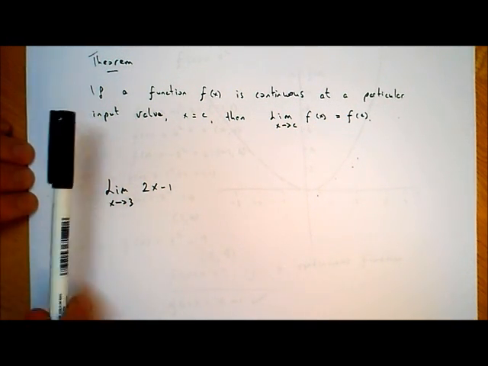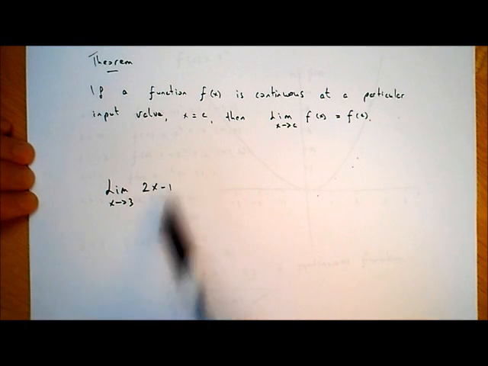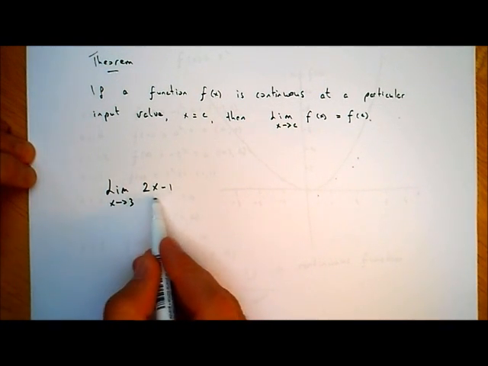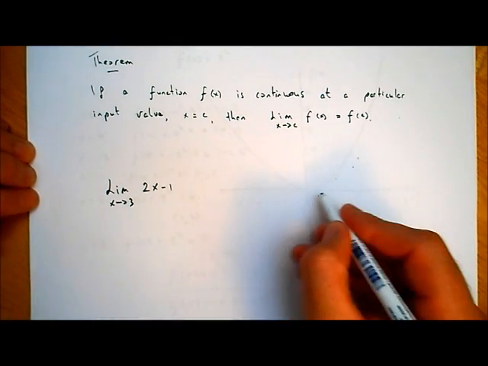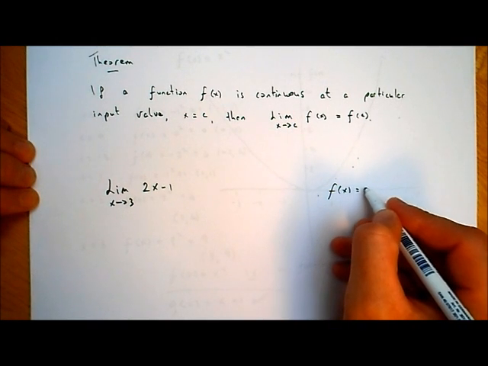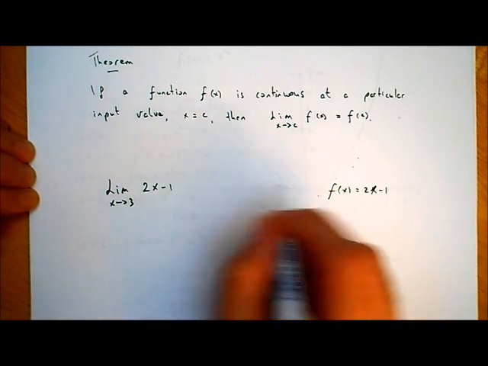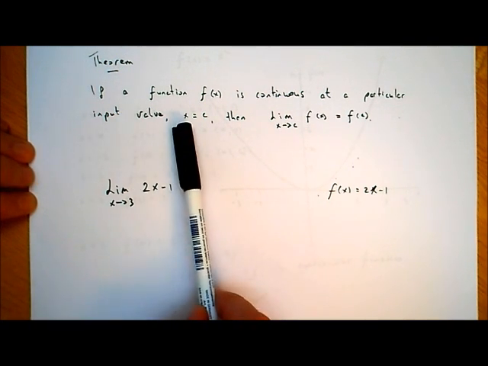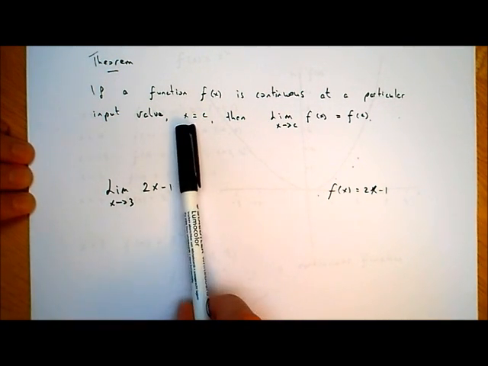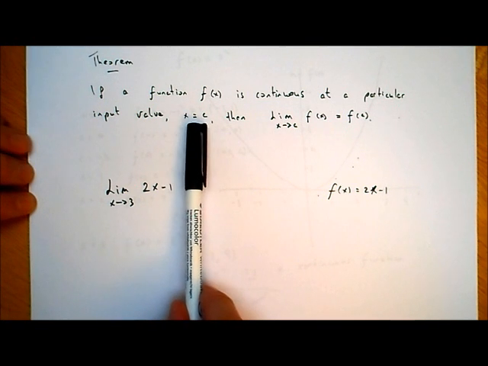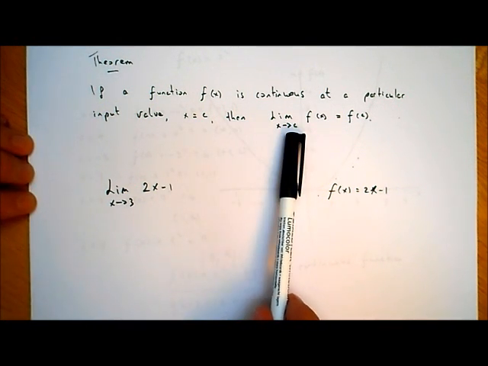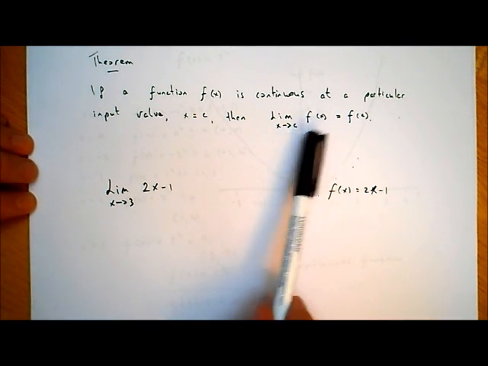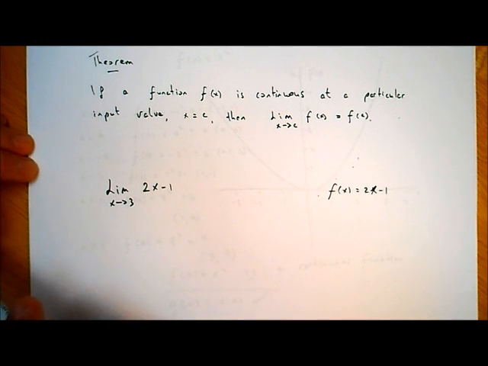So the theorem says, if a function f of x, which in this case is equal to 2x minus 1, is continuous at a particular input value, let's say x is equal to c, then the limit as x approaches c of f of x will equal f of c. So what does that mean?